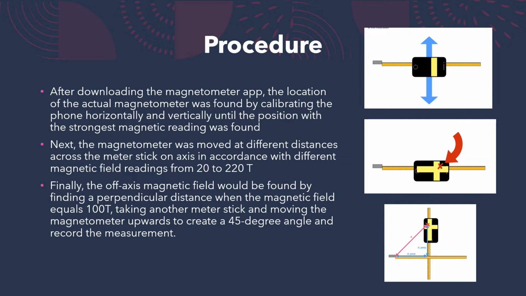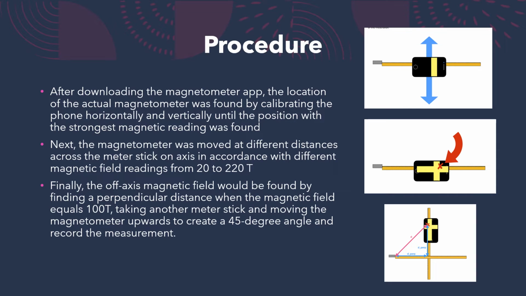The procedure of this experiment is, after downloading the magnetometer app, the location of the actual magnetometer was found by calibrating the phone horizontally and vertically until the position of the strongest magnetic reading was found. Next, the magnetometer was moved at different distances across the meter stick on axis in accordance with different magnetic field readings from 20 to 220 microtesla.